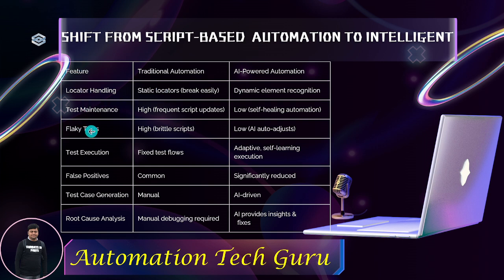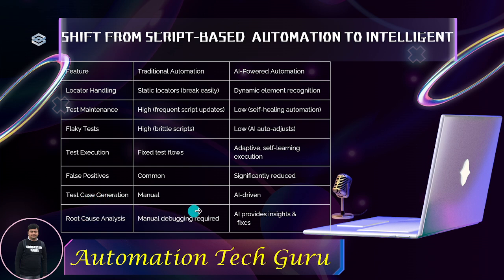Flaky tests. In traditional automation, it is high and brittle scripts, but in AI powered automation, it is low and the UI auto adjusts. For test execution, in traditional automation it is a fixed test flow, but in AI powered automation it is adaptive and self learning execution. False positives are common in traditional automation, but significantly reduced in AI powered automation. For test case generation, in traditional automation it is manual; for AI powered automation, it is AI driven.